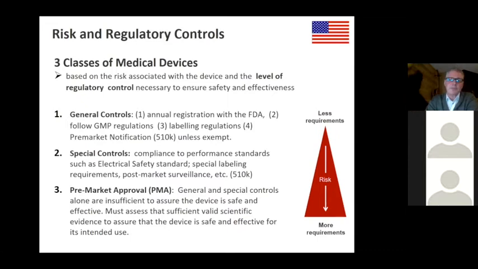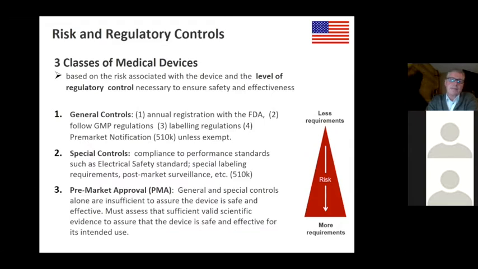There are also special controls, and that could be compliance to performance standards. That could include things like electrical safety standards. There may be special labeling requirements because of risks. And also, they may impose post-marketing surveillance because there may be added risks or other areas of concern that they would want to be maintaining surveillance for in the longer term. In a situation like that, that will almost always be a 510K or higher.